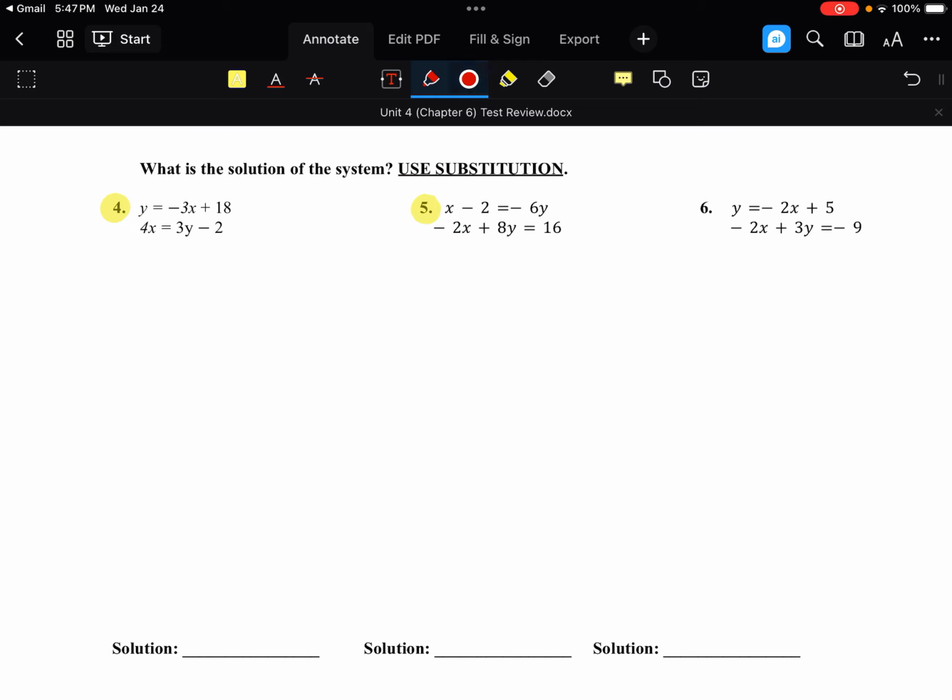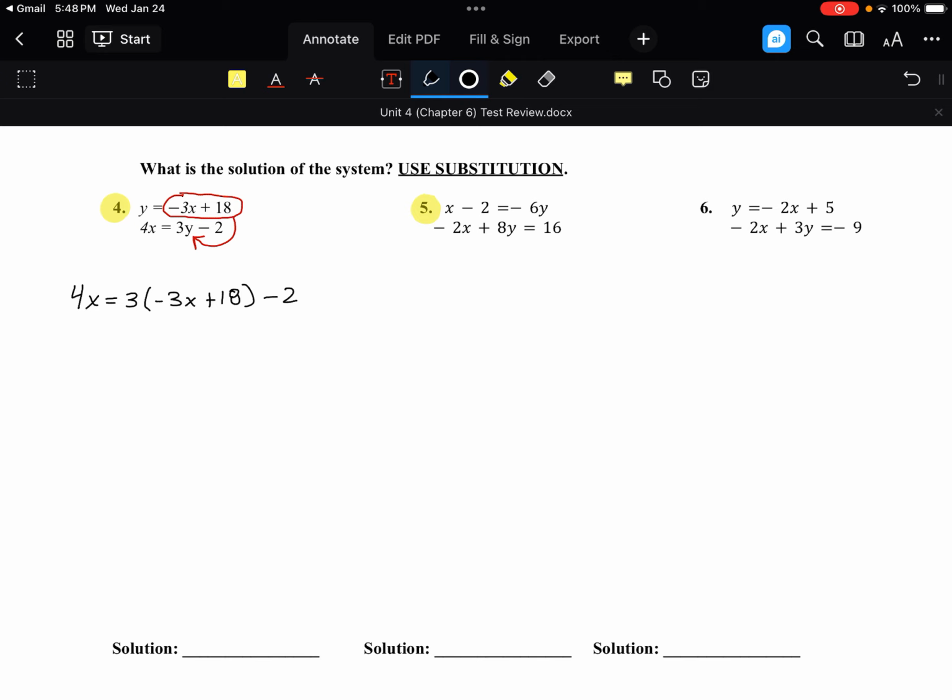And in question 4, we already have one of our equations solved for an individual variable. We have y equals negative 3x plus 18. So we know that this quantity here is what y equals. So we're going to substitute this quantity in for y in the second equation. So we can go ahead and rewrite that second equation. It's going to be 4x equals 3 times negative 3x plus 18 minus 2. We've replaced y from the first equation in for y in the second.